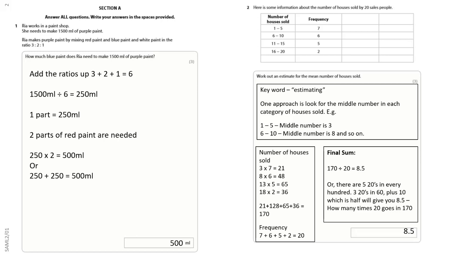Or there are 5 20s in every 100. 3 20s is 60, plus 10, which is half, which gives you 8.5. So think about it, how many times does 20 go into 170? It goes 8.5 times. So there's a way you can break that question down and do it.